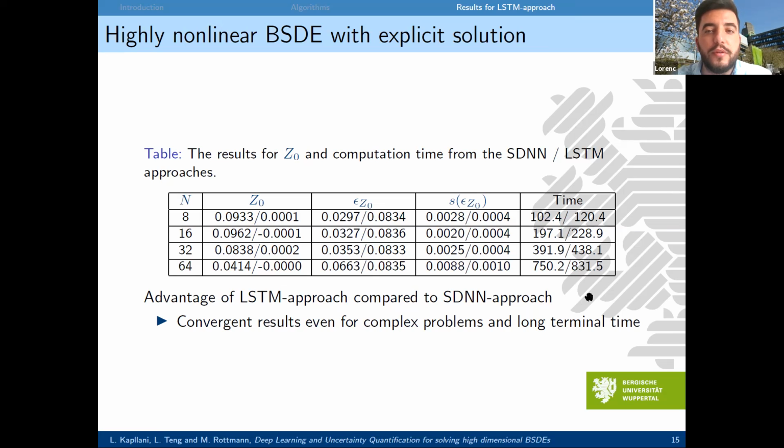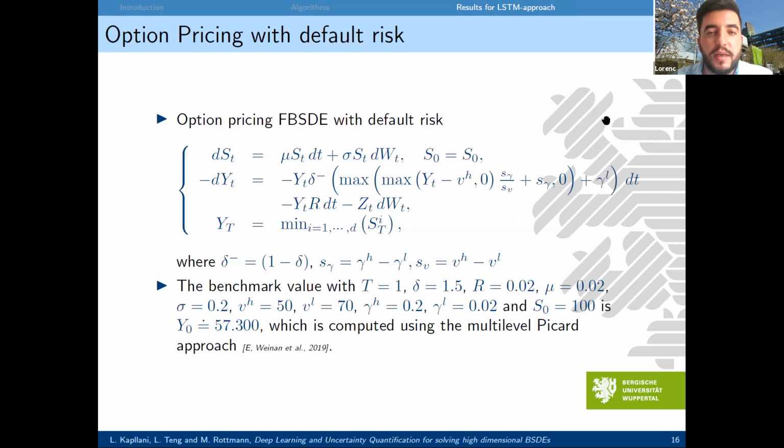So to conclude for this part, we can see that we have convergent results for this new algorithm when we have very complex problems or even long terminal time. Moreover, we consider another example. This is an example from finance, option pricing with default risk. The corresponding forward-backward SDE is given as follows, where we can see that the driver function is quite complicated. Just to save time, I'm not going through all of these parameters here.